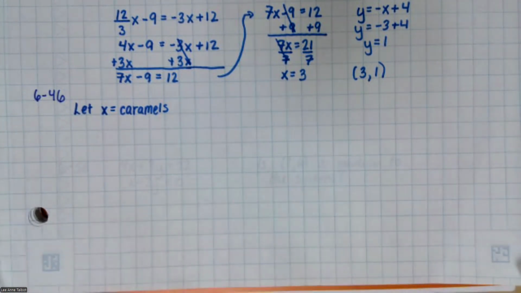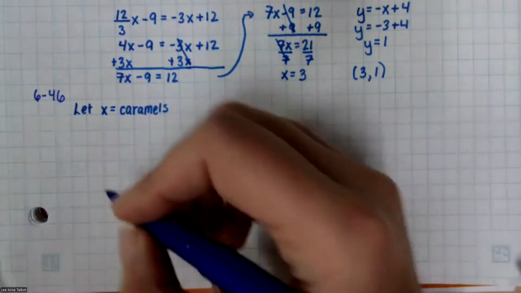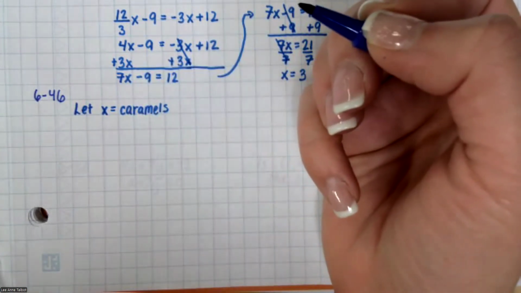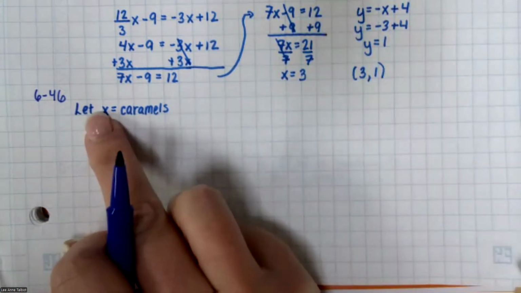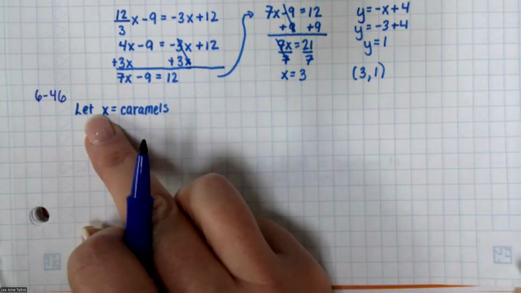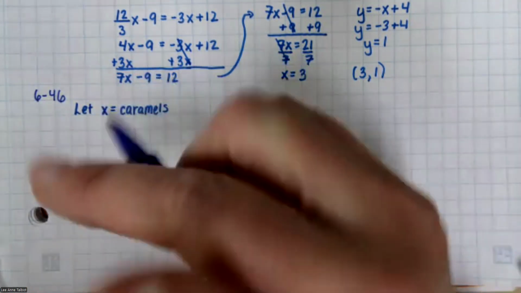Okay, now we're going to use our translating techniques to get what taffy is. The number of bags of taffy was 5 more than the number of bags of caramels. 5 more than. If caramels is x, what's 5 more than caramel? X plus 5, right?